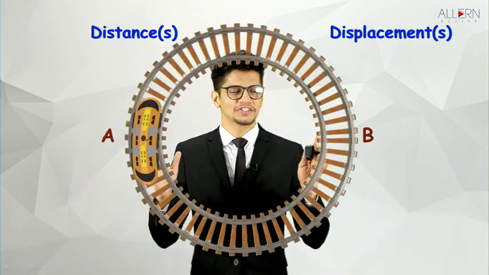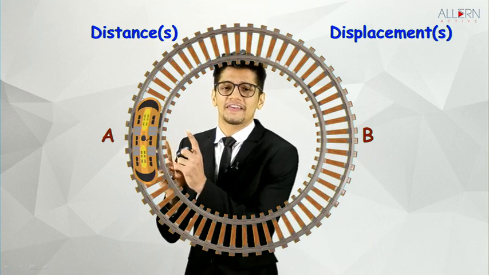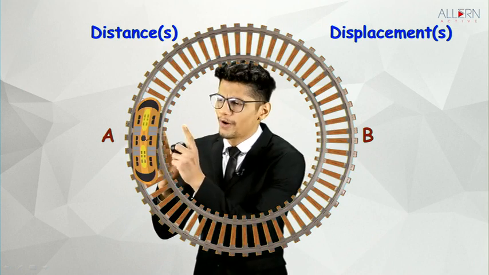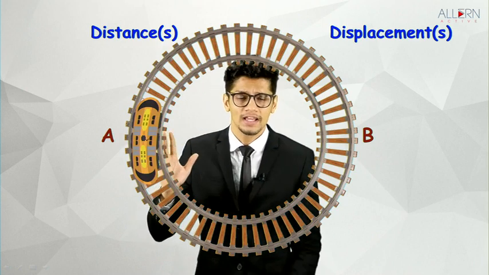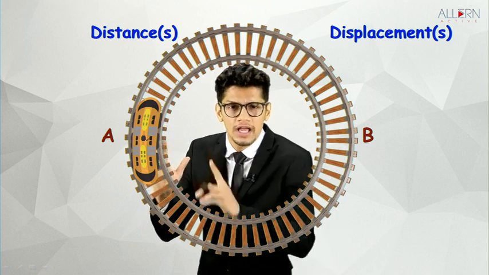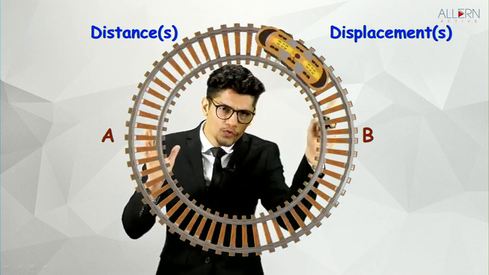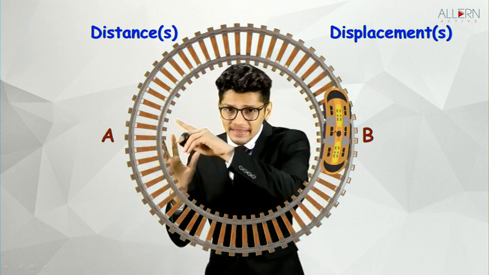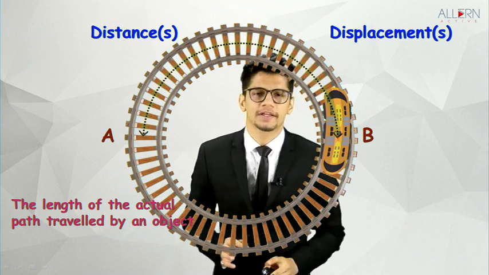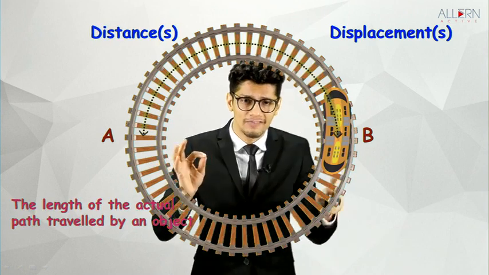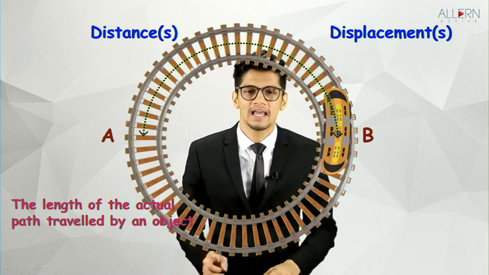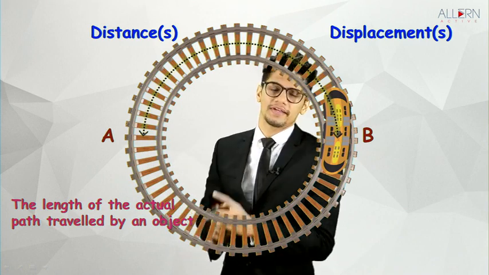So here we have a circular track with us, and we have a train right now at point A. Now this train wants to move from point A to point B, right? So what or which path will this train actually cover? This train will actually move like this, right? And this is the actual path which is travelled by this object, right? So this is the actual path travelled by the object, and this particular path is called the distance. And this statement has to come in the definition.